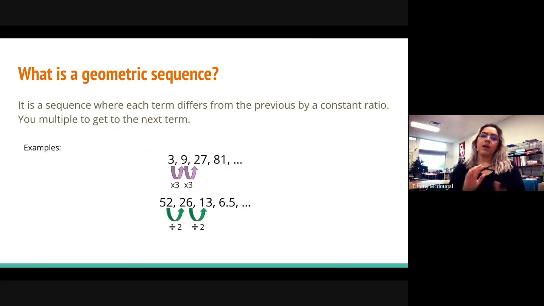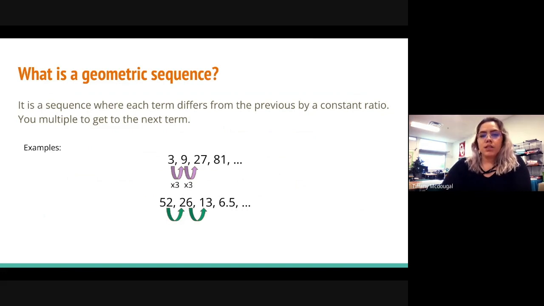So just keep that in mind. Multiplication and division are opposites. So we want to make sure that when we're dealing with geometric, we are either multiplying to increase or dividing to decrease. But you'll notice that in the geometric sequence, it does say you multiply to get to the next term. When we're talking about the common ratio, which is this number that you're multiplying by, that needs to always be in terms of multiplication.